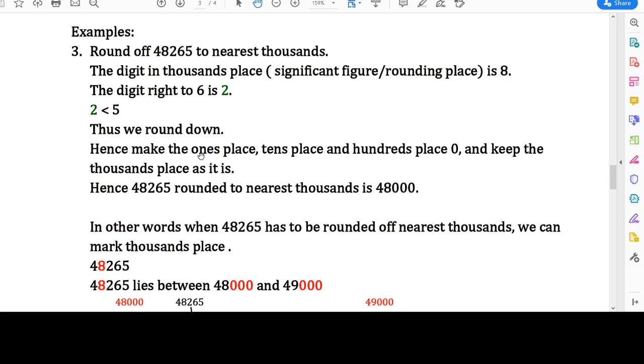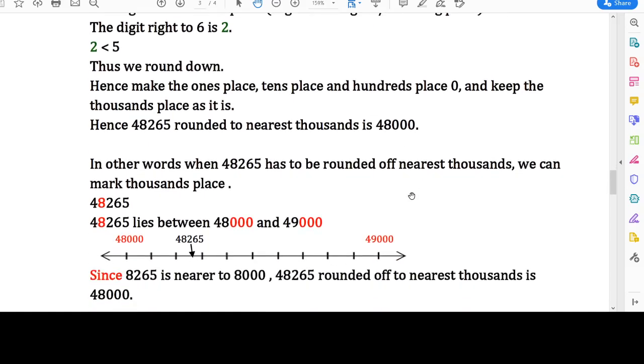Hence, whenever we round it down, we make the ones place, tens place, and hundreds place, because we are rounding off the thousands place, all these places reduce to 0, 0, 0, and we keep the thousands place as it is. We will not touch the thousands place and 10,000 place numbers. We will keep them as they are. Therefore, 48,265 when rounded off to nearest thousand will become 48,000.